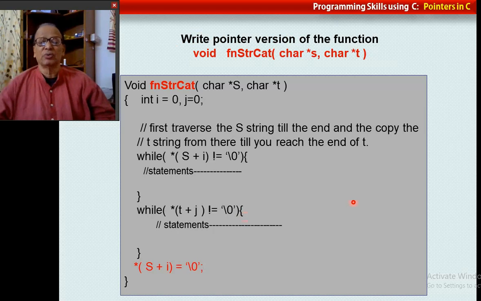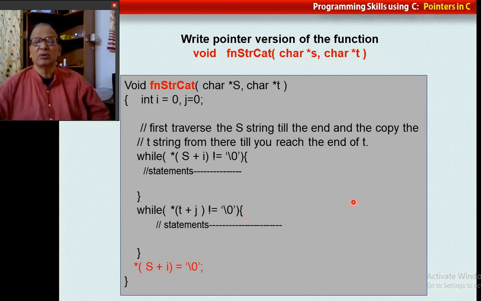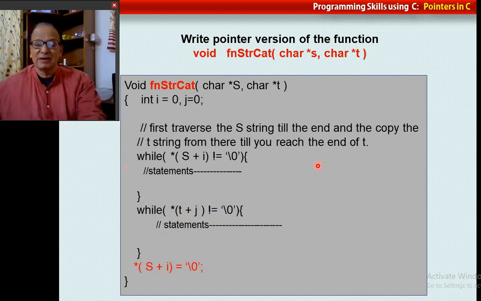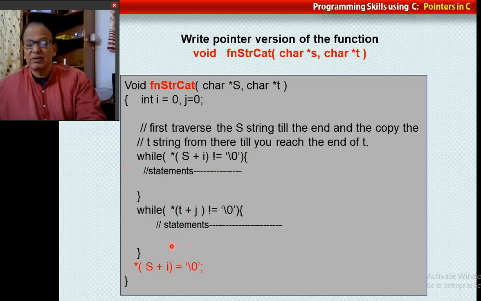Now I would like you to complete this. I'm not going to give it to you at all. That is to append the target string at the end of the source string. So you are taking this, then i and j. The first thing is you go to the end, you traverse the first string, the source string, till the end, and once you have done that, you copy t + j to s + i. You write the corresponding statement here, and then at the end you add a null character at the end of the s string. So this is very important.